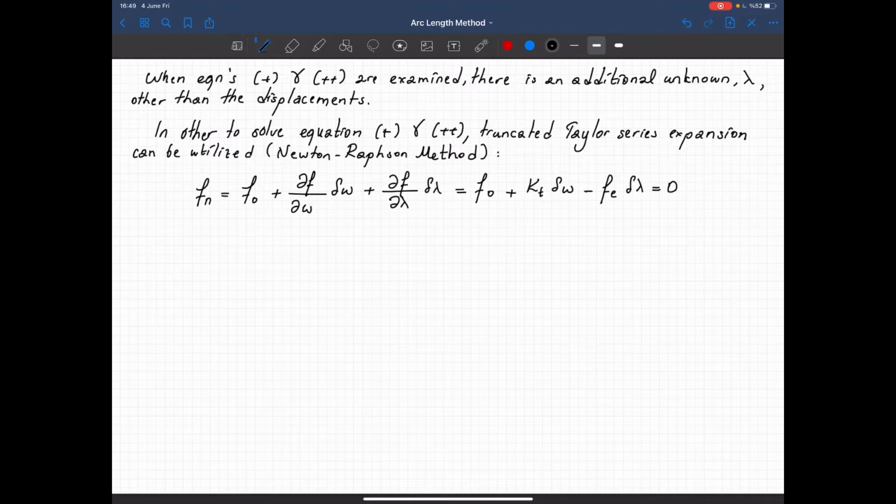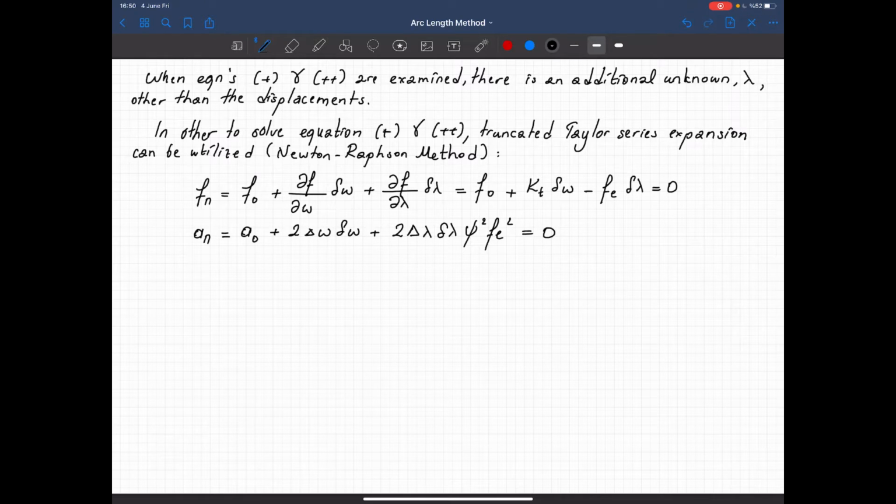The second equation is the constraint equation, and we will again use the truncated Taylor series for it. So An is equal to A0 plus 2 times delta W, displacement increment, multiplied with the variation change in the displacement, plus 2 times delta lambda. We have the phi square and Fe square equal to 0.